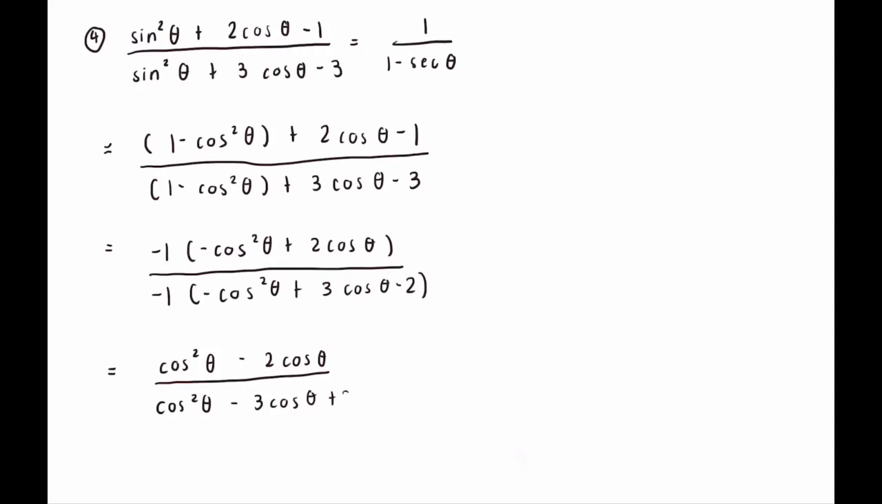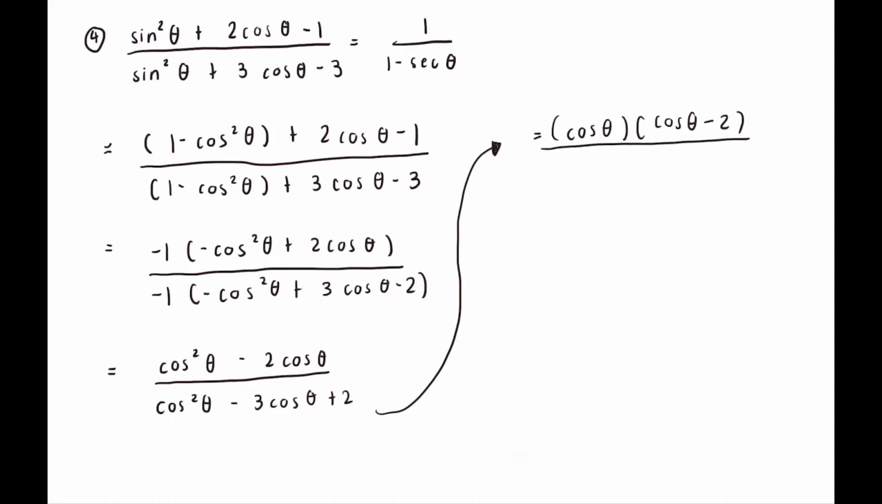After that, we can simplify the values by using the factoring technique. In the numerator, you can factor out cosine theta, and in the denominator, you can use the factoring technique for general trinomials. So now we have cosine theta times (cosine theta minus 2) over (cosine theta minus 1) times (cosine theta minus 2). Cosine theta minus 2 over cosine theta minus 2 is equal to 1, and that gives us cosine theta over cosine theta minus 1.